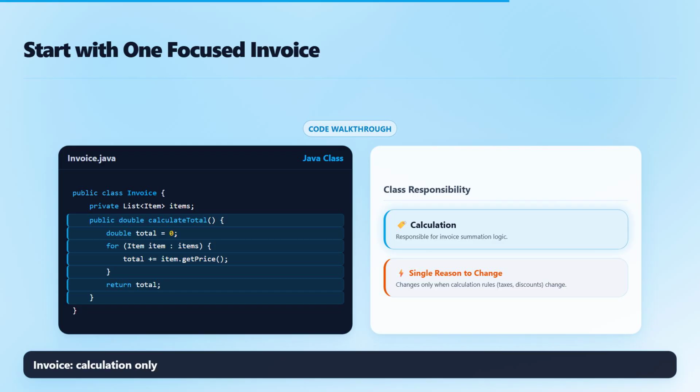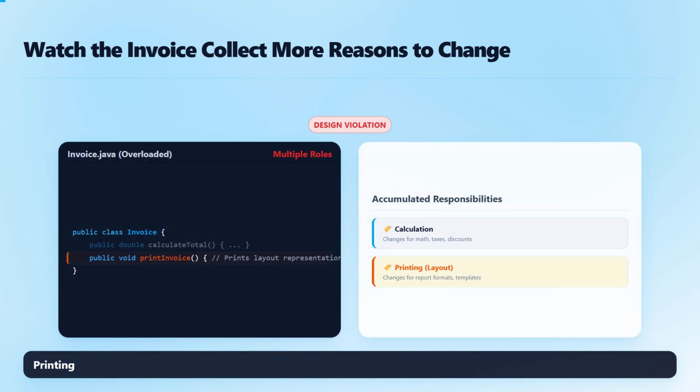This focused starting point matters because we are not going to label invoice as bad just because it has code. We will watch what happens only when unrelated responsibilities are added. Suppose we add print invoice to the same class. Printing is related to an invoice, but its change pressure is different. A new invoice layout can require printing code to change, while calculation rules stay exactly the same.